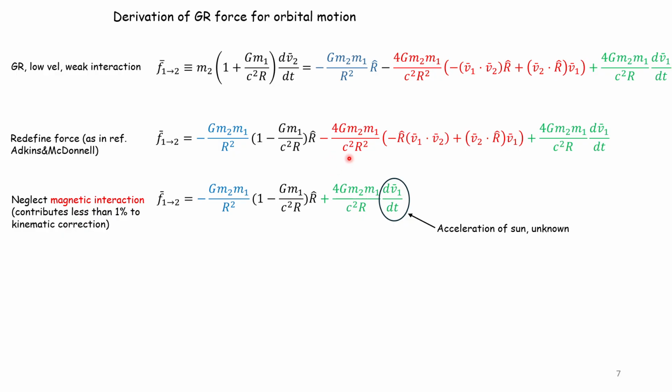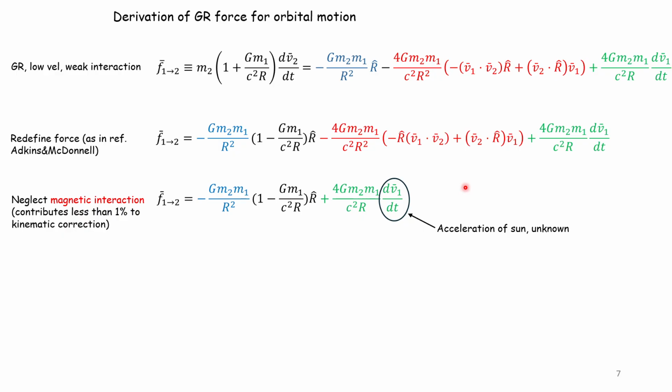Then the next step is to neglect the red one, because that is the magnetic effect, and as we motivated before, it is negligible. We have calculated it, and other people have calculated it. It's negligible. So this is what we end up with for the force on Mercury, the planet number 2. Everything seems to be treatable apart from this acceleration here. Number 1 is the Sun, so this is the acceleration of the Sun, and we don't know that. So how can we get it?